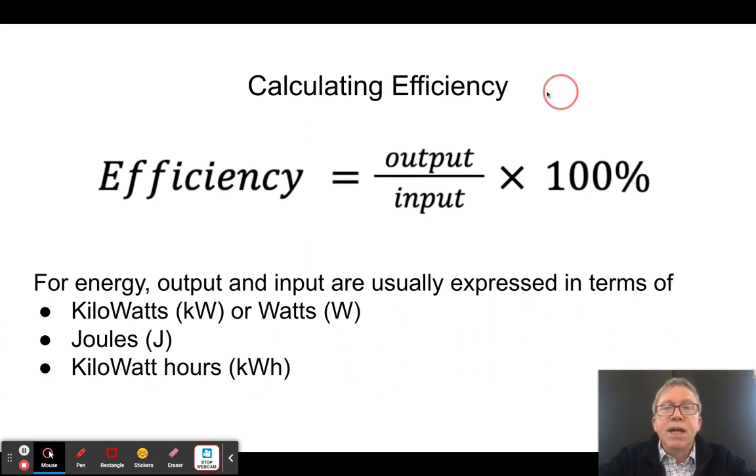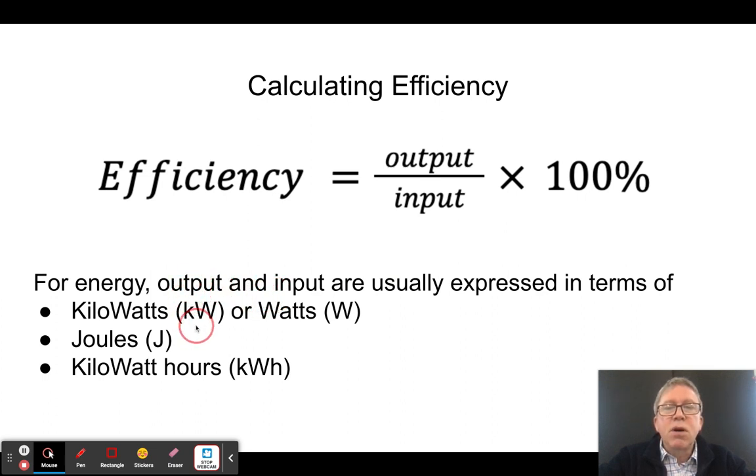Just remember, when you're calculating efficiency, it's always the output divided by the input. So the top number should be a smaller number than the bottom number. If it's not, you're doing something wrong because the second law of thermodynamics tells us we're always going to end up having some energy lost to heat, and so the output value should always be less than the input value, and then we multiply it by 100%.